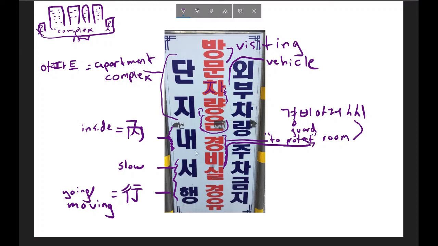So these visiting vehicles are going to do something in this 경비실, this guard room. Protecting wouldn't be the best word, but guard room is probably a better way to say that. Now, this word 경유, I want to talk about this. This is the verb here, 경유하다, which refers to stopping in at a place and then continuing going somewhere else.